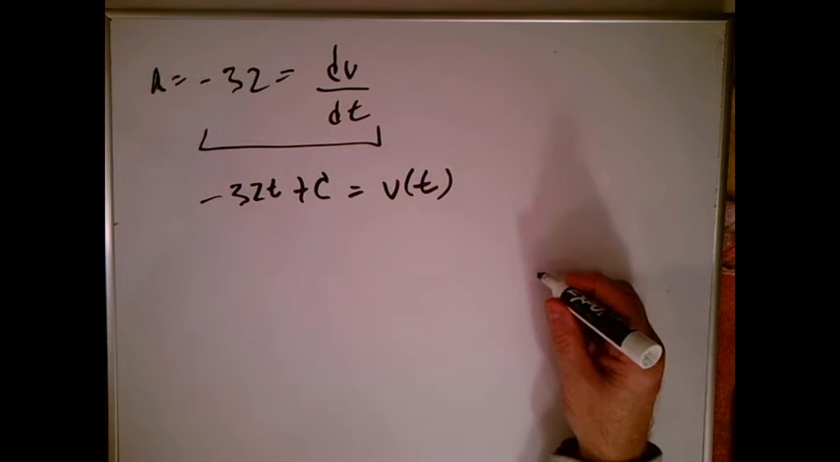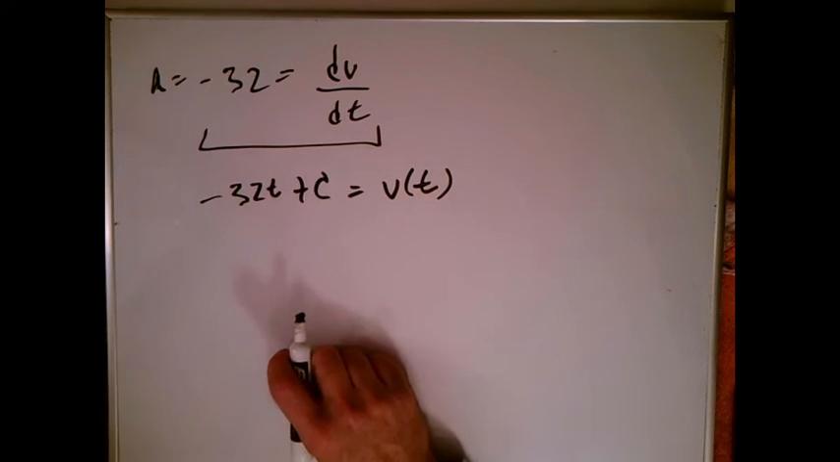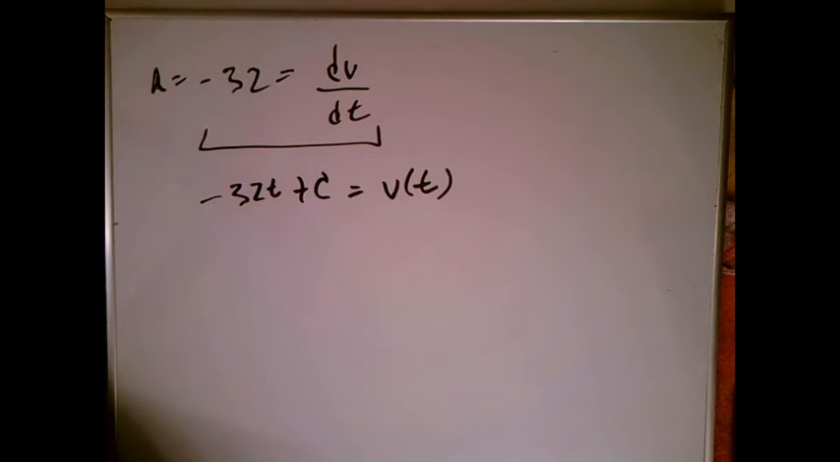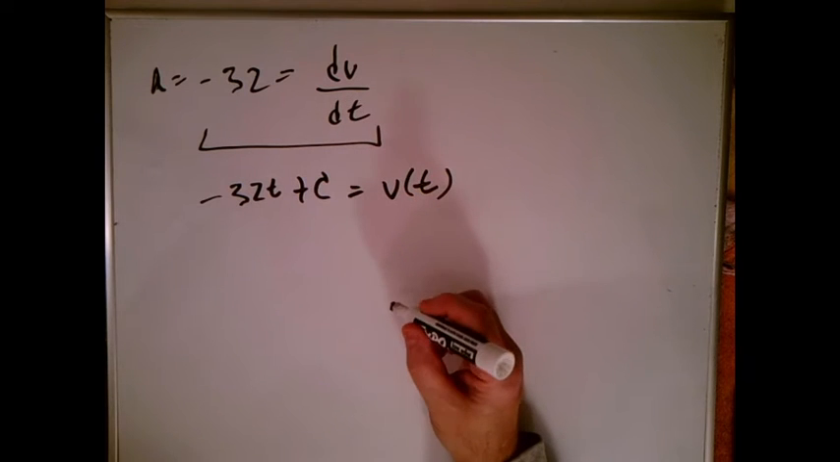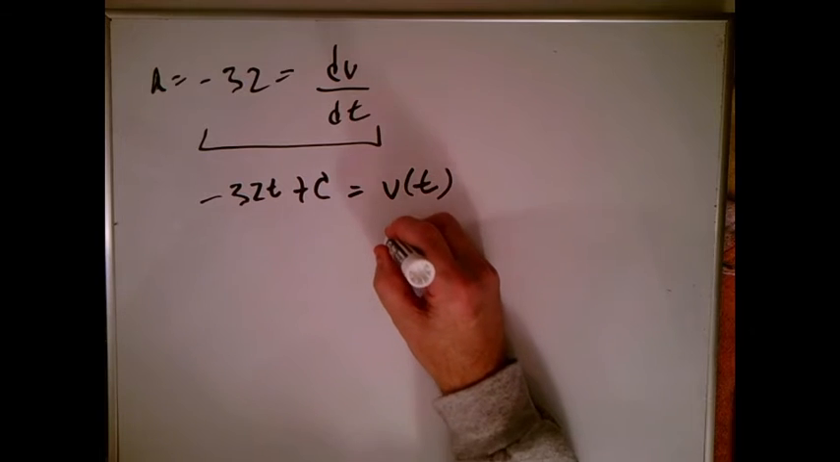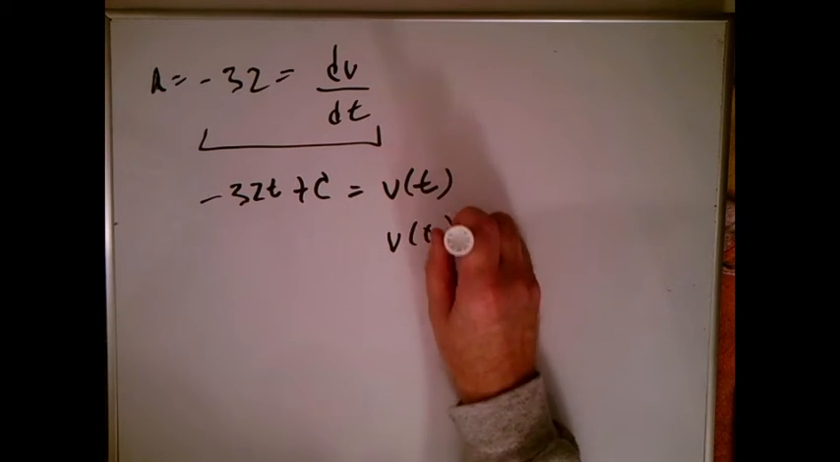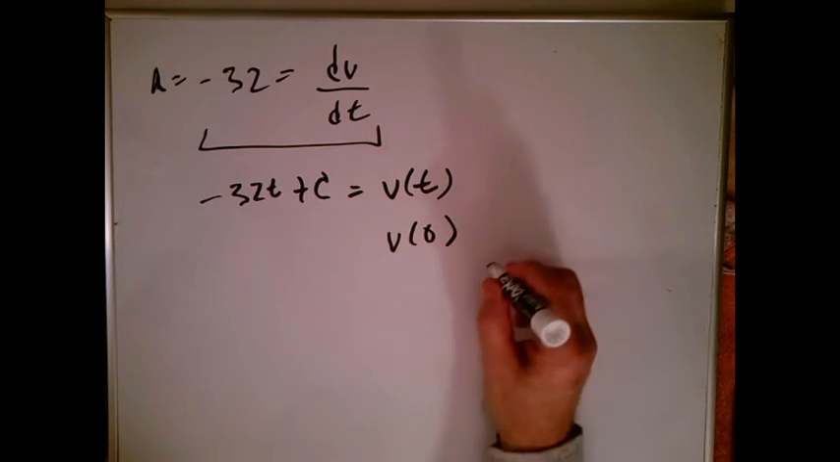Now in practice, what we try to do is try to figure out what the constant is. Otherwise, I really don't have an equation. Now, how am I going to do that? I am going to go back to the question. And the question says a ball is thrown straight up into the air from a height of 1,280 feet, that has nothing to do with the velocity, no help so far, with an initial velocity of 64 feet per second. Initial, remember, initial, it means at the beginning. So they're telling us that the initial velocity was 64.